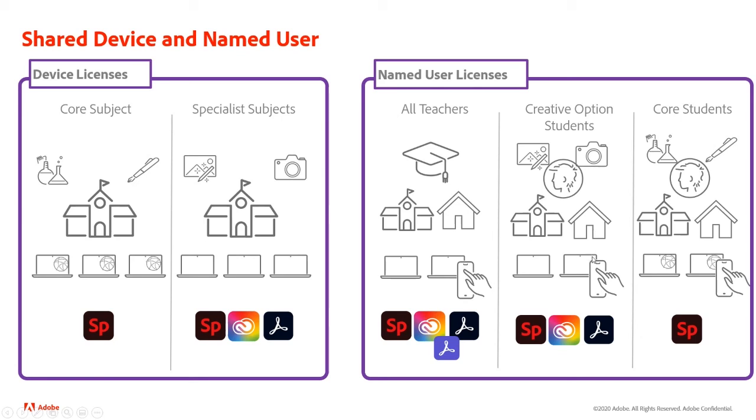Again, the creative students, they can install it on their devices, their mobile devices, their devices at home and in school. And it provides them with all of the tools that they would need there. And then you might have your core subjects, which again, by using Spark, they can use it both in the classroom, in the lab, and at home. So that's one of the key differences with the licensing models and the numbers.